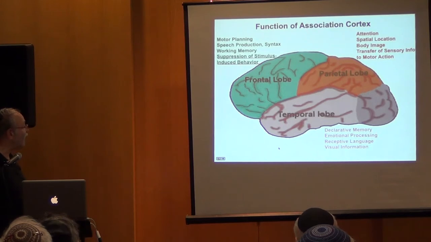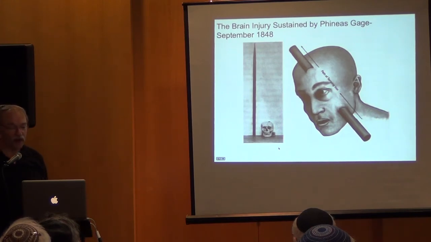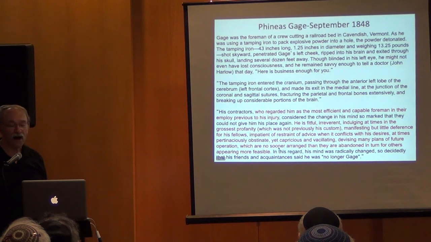And what I want to talk about now is the suppression of stimulus-induced behavior as a result of lesions to the frontal lobe. And many of you have probably heard of this case. It's Phineas Gage, who in 1848 had the injury that's illustrated here on this slide. And I will then describe the situation here. He was a foreman for a railroad company in Vermont. He was tamping an iron down for whatever job he was doing, and he was with explosives, and it exploded.